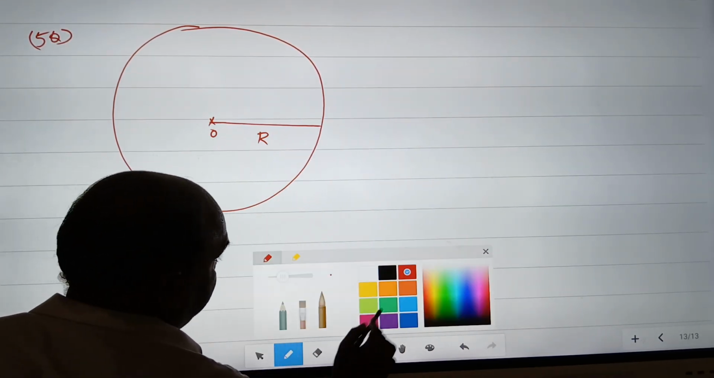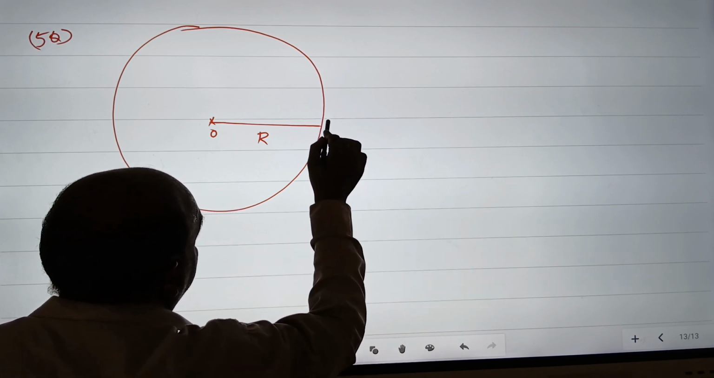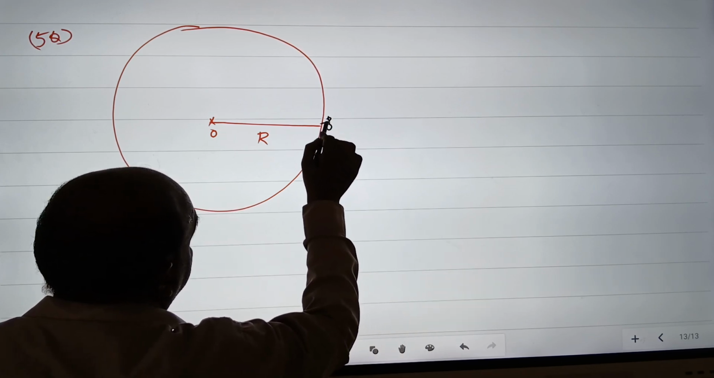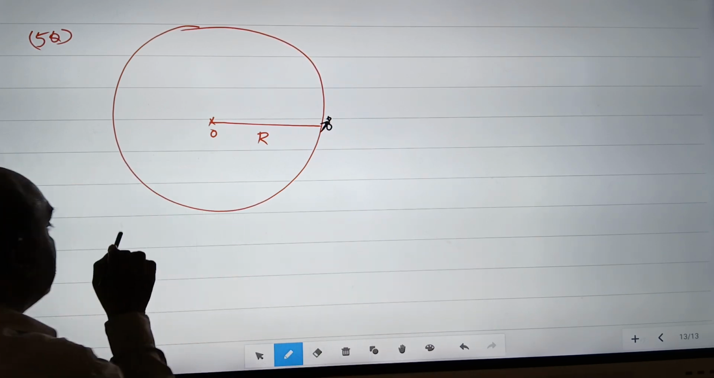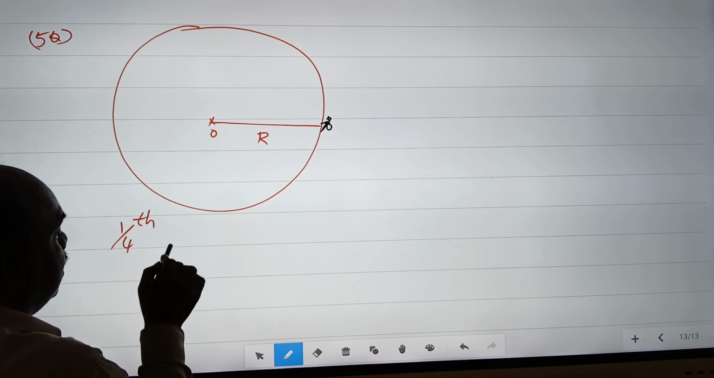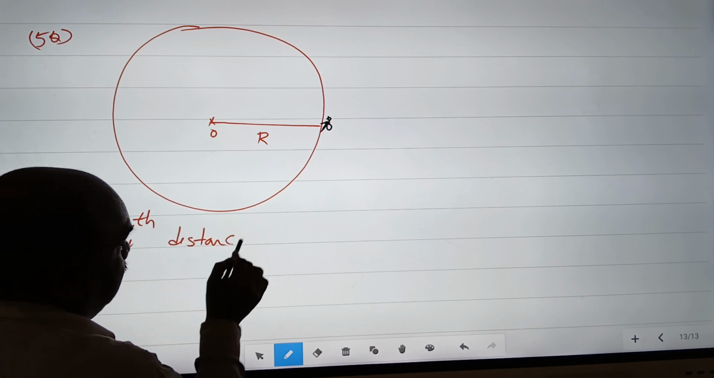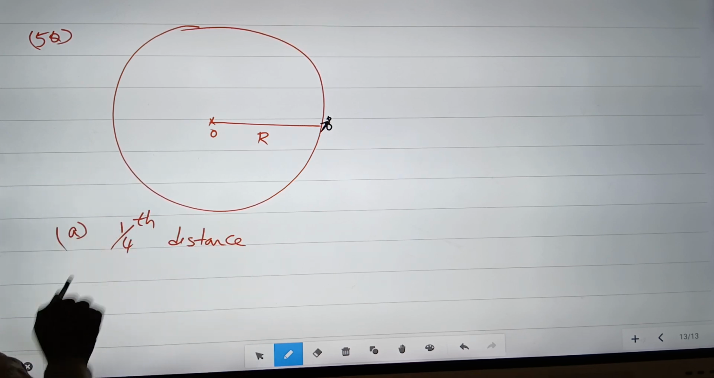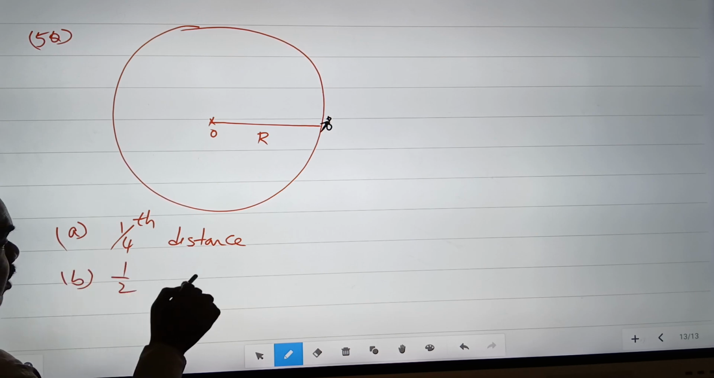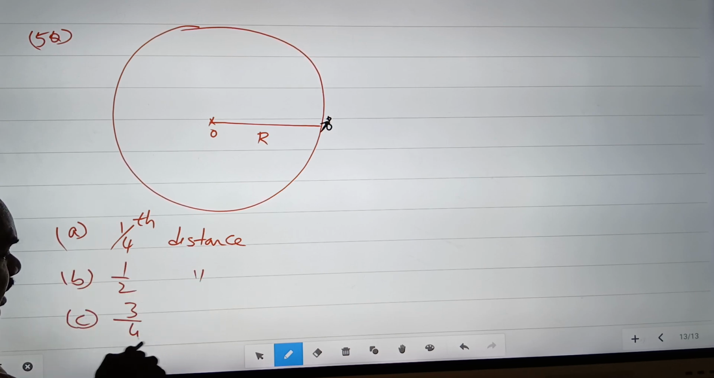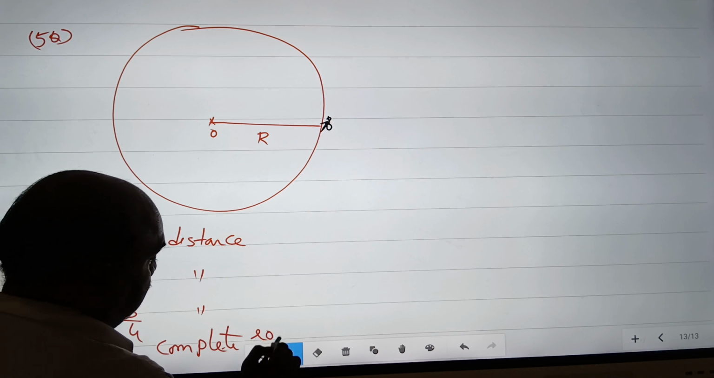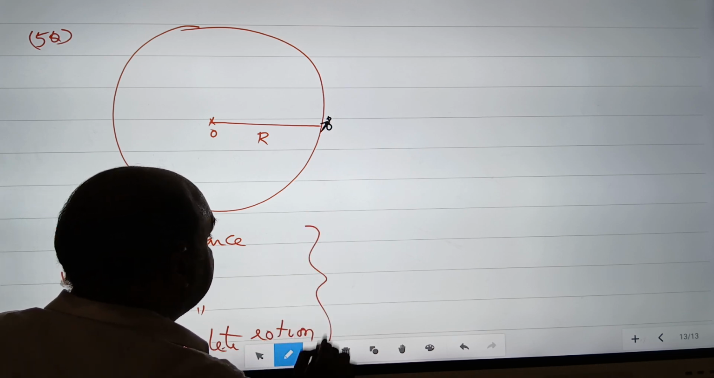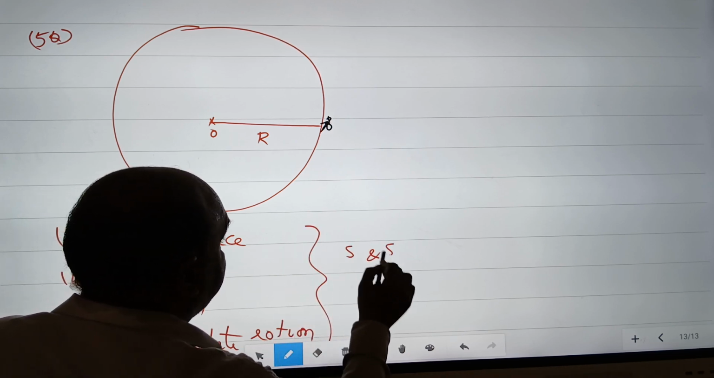Now a particle, or a bike rider, starts from here. First he covered 1/4 of the distance, that is A. B, half the distance. C, 3/4 of the distance. Finally, one complete rotation. In all these cases, we need to find the distance and displacement. Do it, beta.